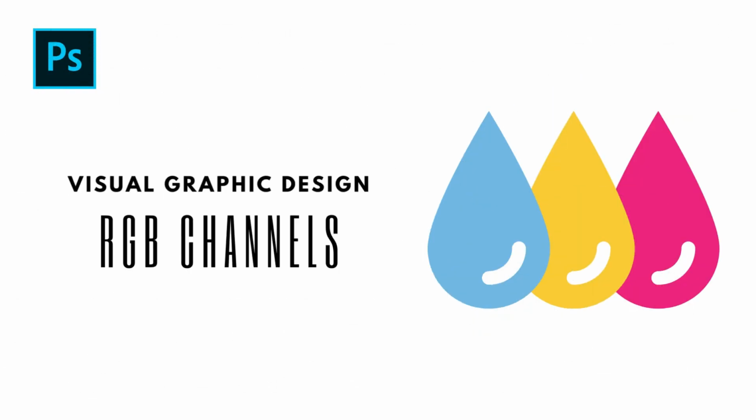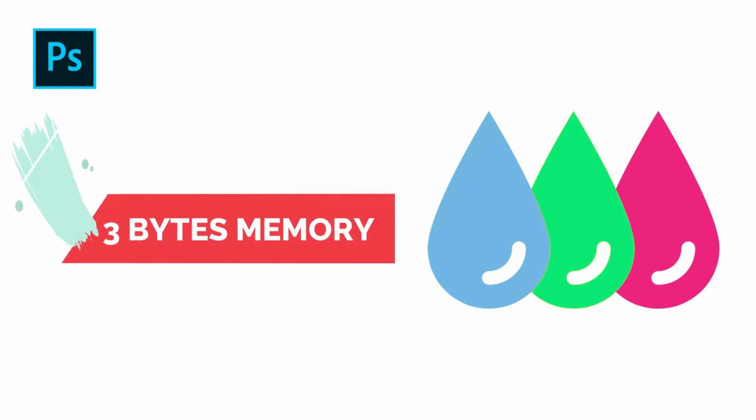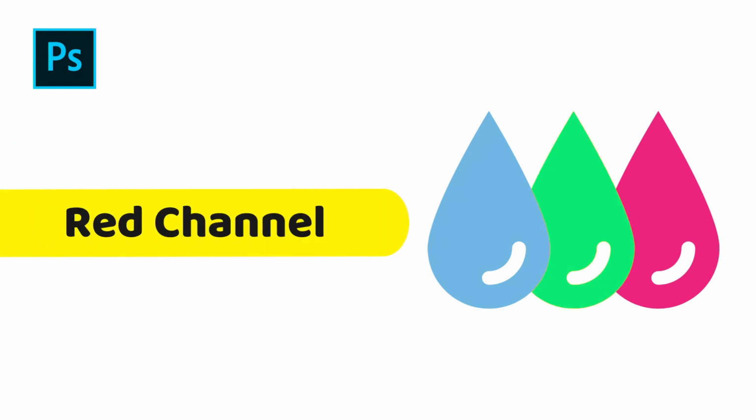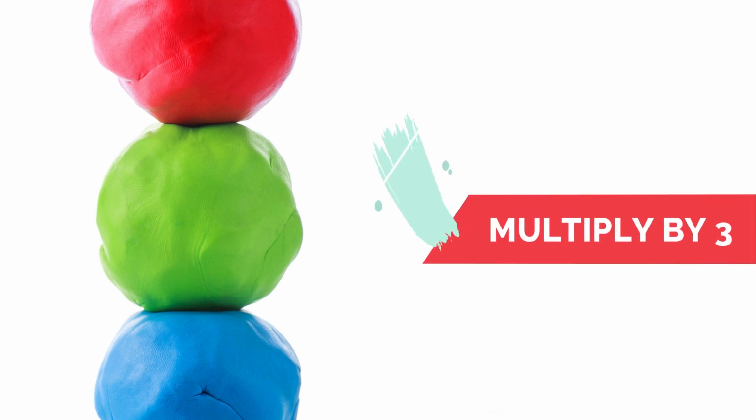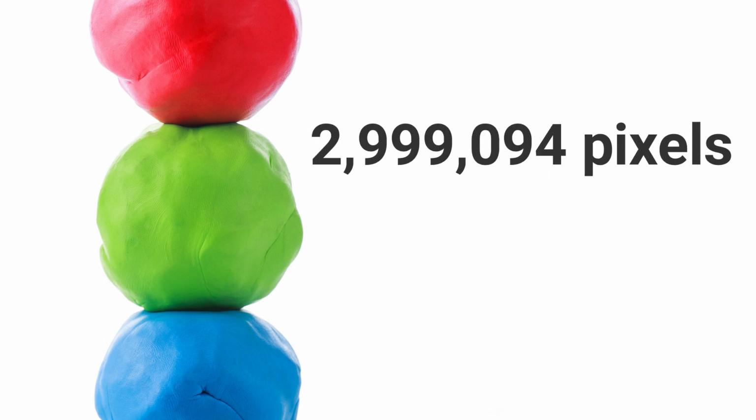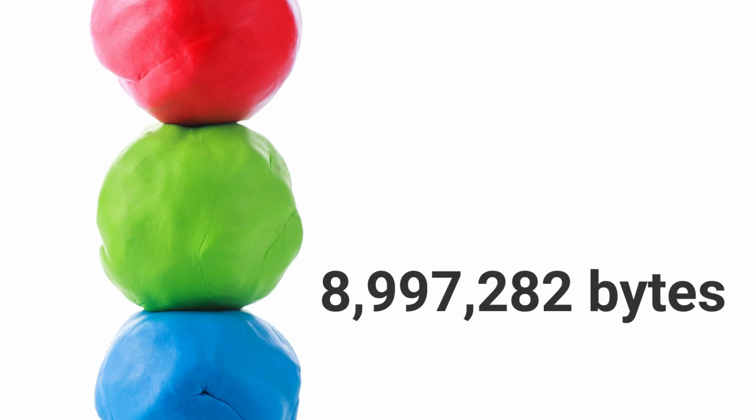Multiply the total number of pixels by 3. Remember that each pixel in the image needs 3 bytes in memory, 1 for the red channel, 1 for the green channel, and 1 for the blue channel. So to find the total file size in bytes, multiply the total number of pixels by 3. 2,999,094 pixels multiplied by 3 bytes per pixel is equal to 8,997,282 bytes.